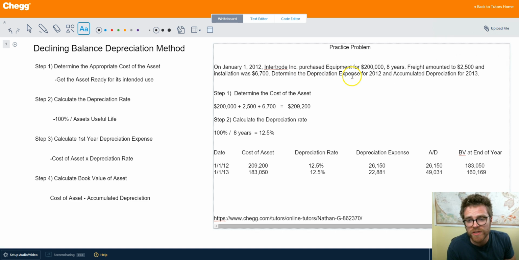All right, so can we answer the questions? Determine the depreciation expense for 2012 and accumulated for 2013. We can. Easy enough. All you do is just look in the chart. 2012 depreciation expense was 26,150, and accumulated depreciation for 2013 was 49,031. That's why this table is so important. You can go ahead and plug in, and you just look at the different columns, and most likely you'll be able to answer that question.